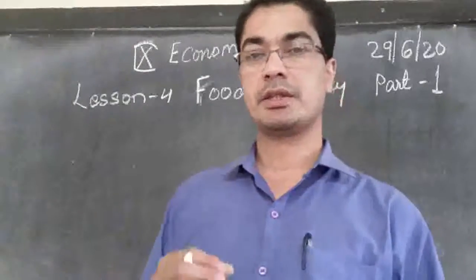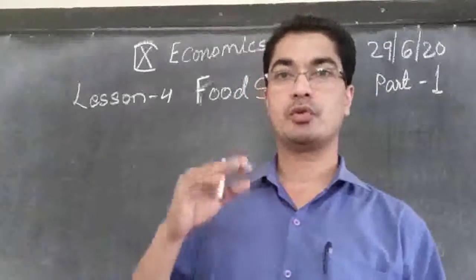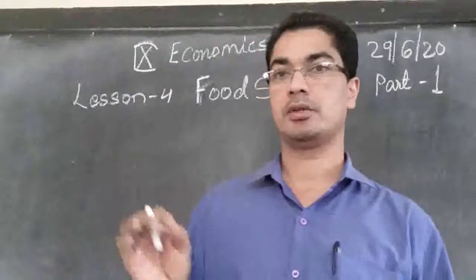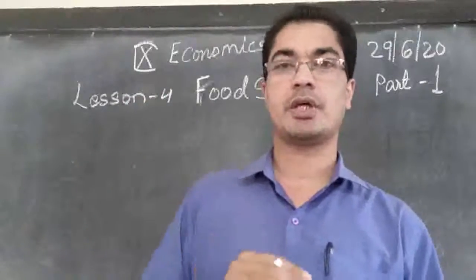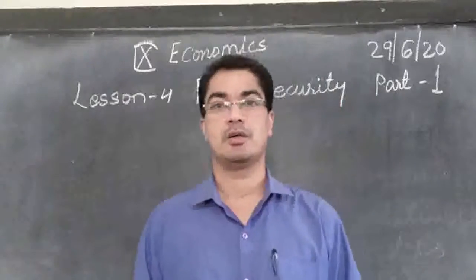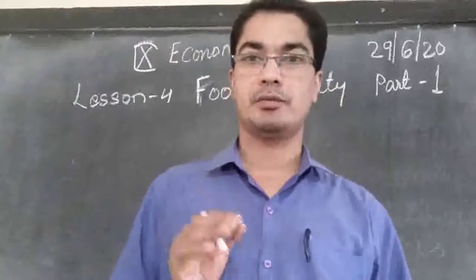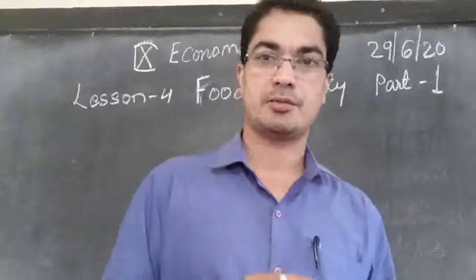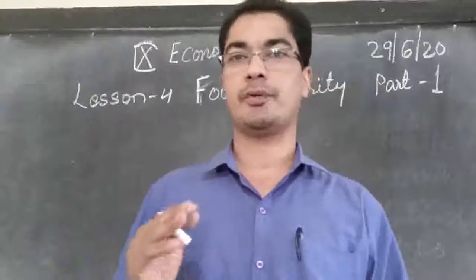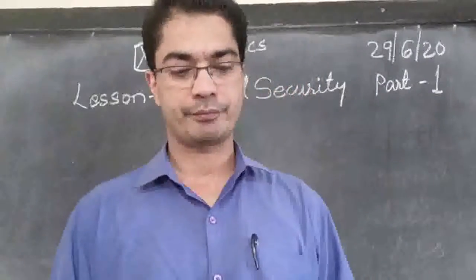And the third thing is, it should be affordable. That means it should not be too costly. If it is too costly, only the rich people will be able to buy. So it should be at a low price so that even the poor people will be able to buy. So that is food security. That's what the government is trying to provide. It should be available to all, accessible, that is near to all, and cheap to all. Everybody can buy. That is the policy that the government is following.